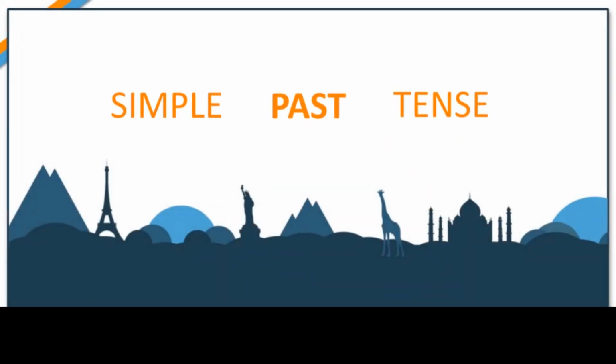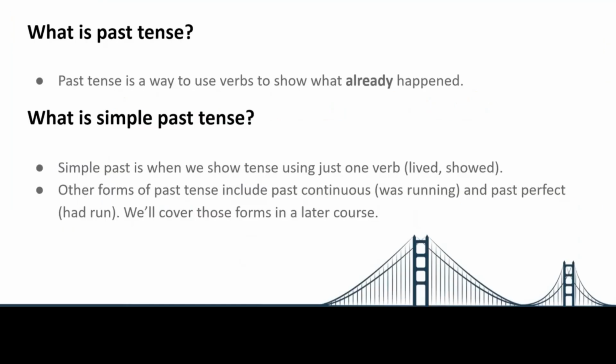Simple past tense. What is past tense? Past tense is a way to use verbs to show what already happened. What is simple past tense? Simple past is when we show tense using just one verb: lived, showed.